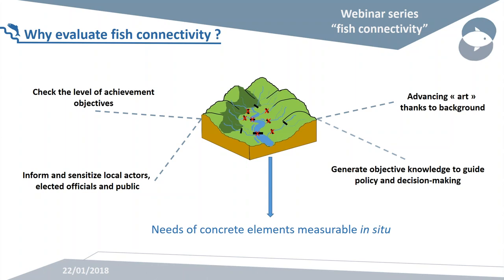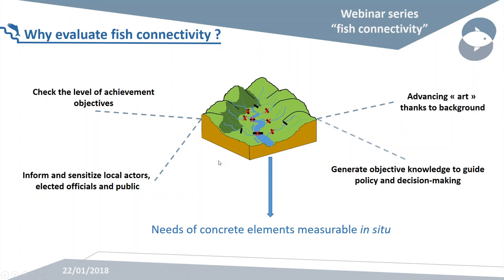So we easily understand why it's important to address these different points. But for that, we need concrete data and concrete elements measurable in situ. And it's important to talk about in situ, because it is really data from the field that matters. Results that you will have in one river won't be the same as in another one. So it's important to measure your action or your project in situ.